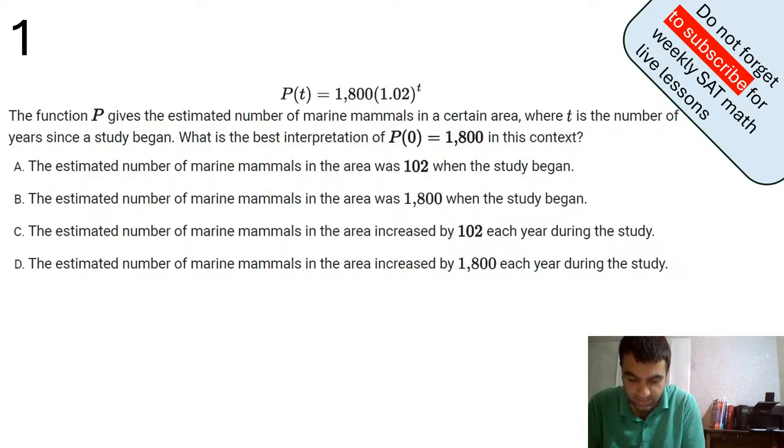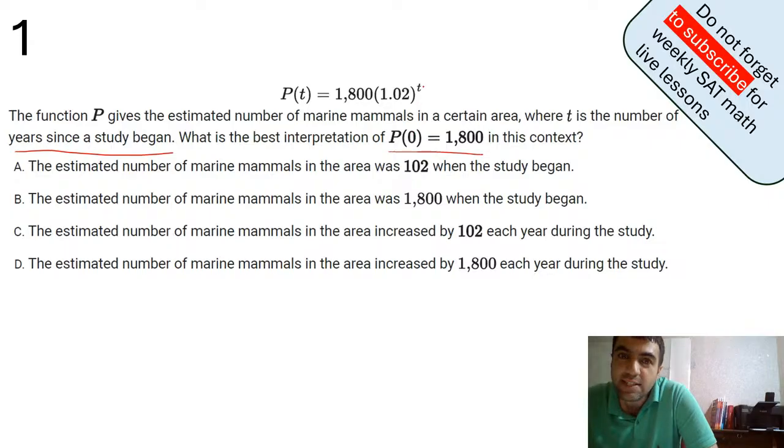Did you understand? Mrs. Chushyun says 1C and Mr. Shahin says 1B. The function P gives the estimated number of marine mammals in a certain area where T is the number of years since a study began. What's the best interpretation of P of 0 is equal to 1800 in this context? P of 0 means T is equal to 0, right? And it is the initial value.